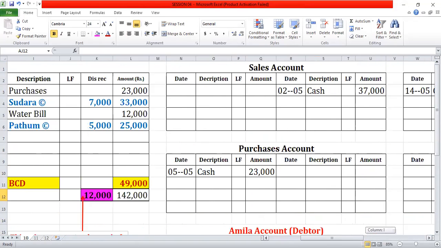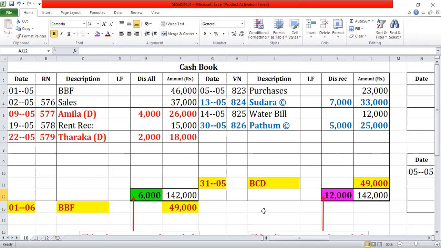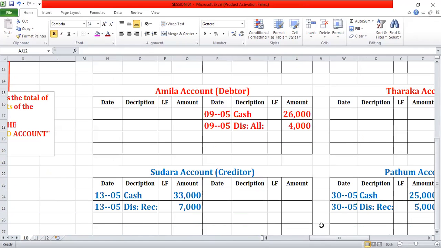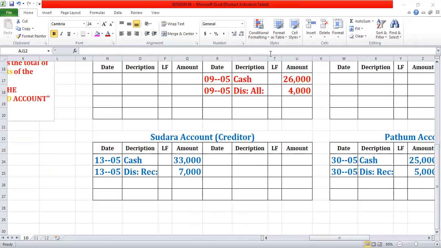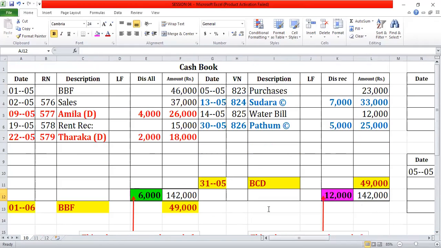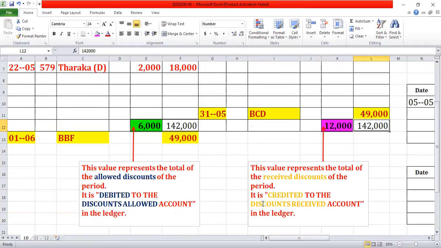This is how it records. Cash book with discount column, right? Now I told you, personal accounts of debtors and creditors are given nicely, right? And at the end of the month, please observe, how do we balance off the cash book? I told you the amount column is balanced as usual, but we have a different practice for the allowed discount and the received discount.